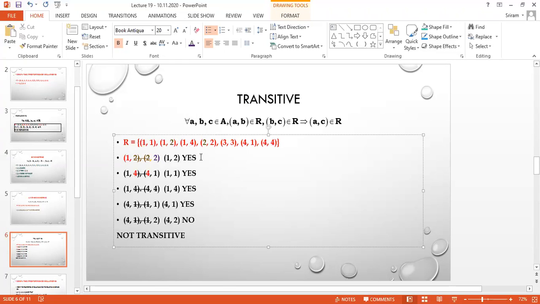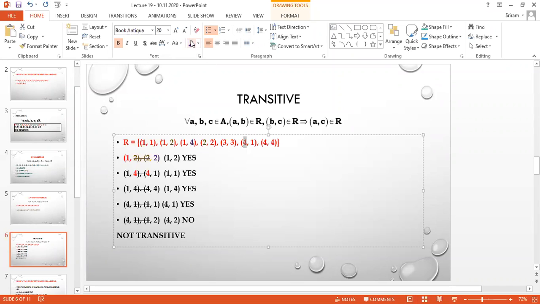In the same idea, we have to proceed for all the values. I am going to take the next pair. What is the next pair? 1, 4. Here it is ending with the 4. So I am going to check the pairs that are starting with the 4.